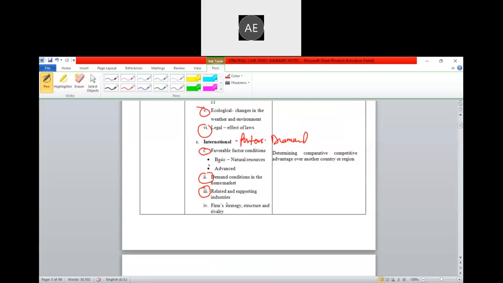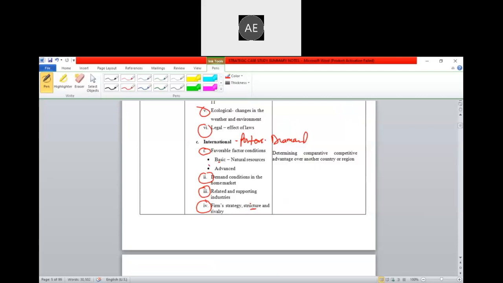The last factor that determines the ability of an entity to achieve comparative competitive advantage is the firm strategy, structure, and rivalry. We'll talk about strategic issues when we get to the next element of the business analysis, so I'll not talk about that now. We also talk about structure when we get to strategic implementation, so I'll also not talk much about this.